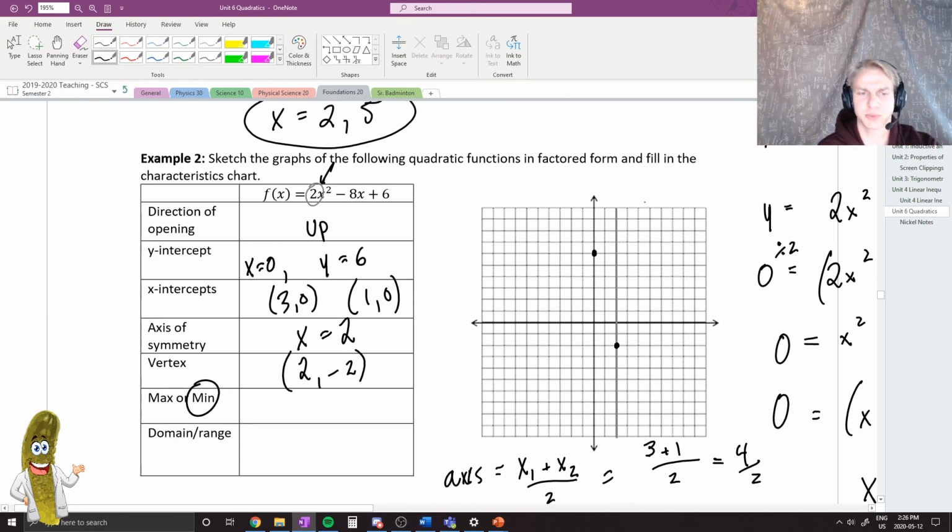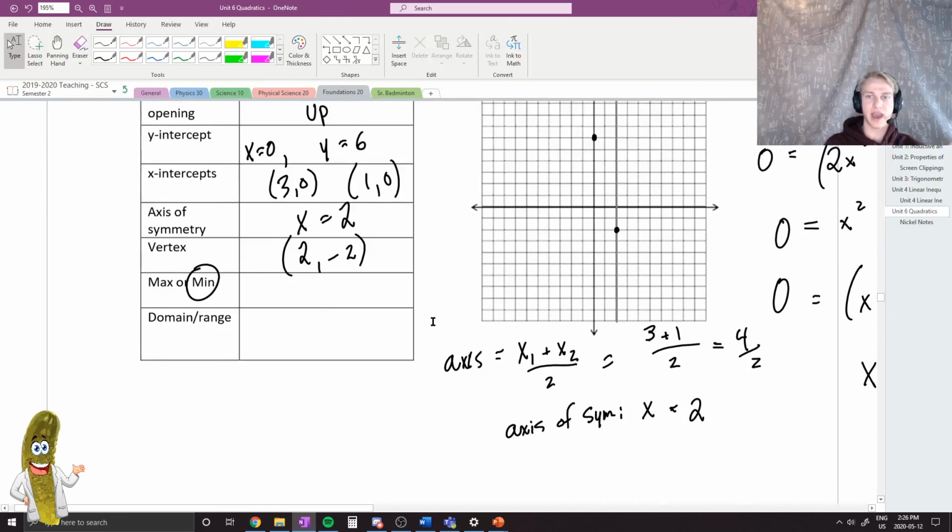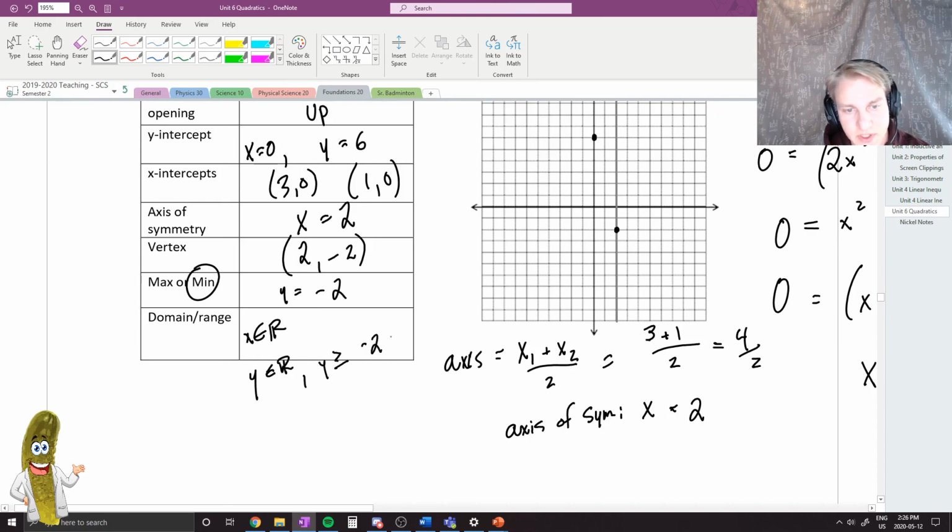So that's just my teacher brain, checking to make sure I'm doing this okay. That's the skill I have to check and say, yeah, I'm doing this right. So again, going back to our little data table here, we have a minimum value because we know this is opening up, and our minimum will be at y is equal to negative 2. Domain is always the same. It's always all real numbers. The range will be all real numbers y, where y must be greater than or equal to negative 2.